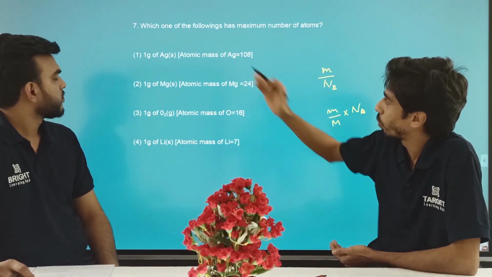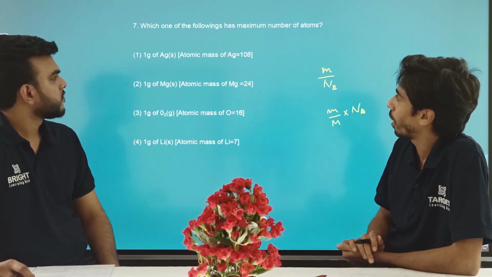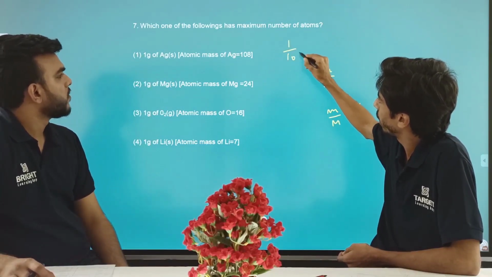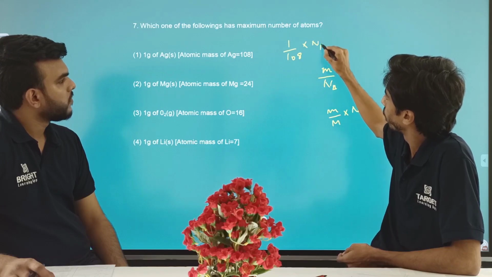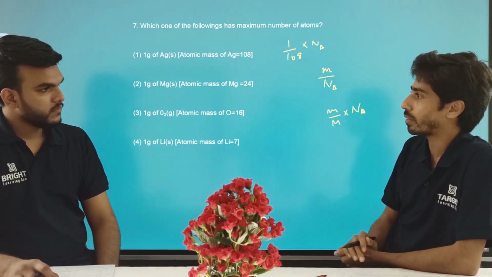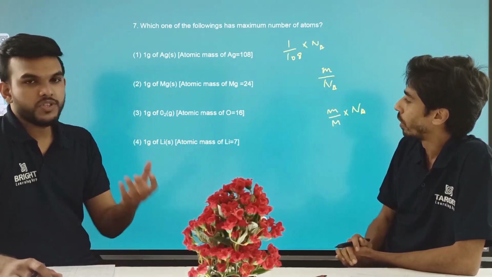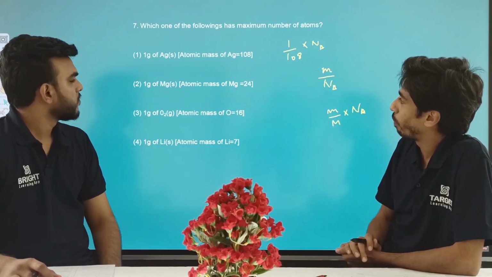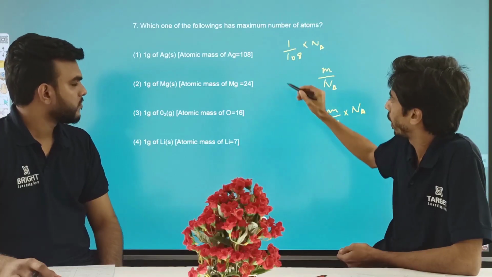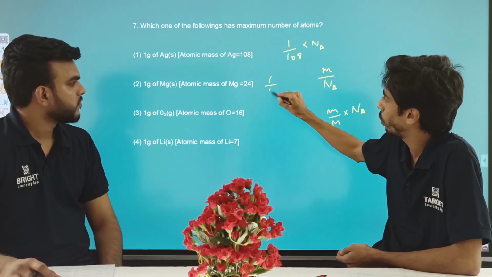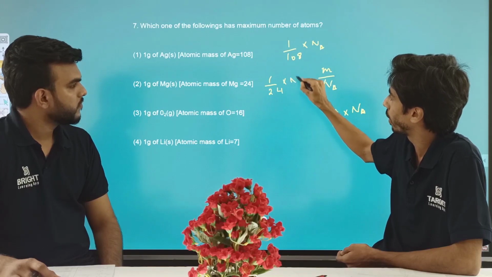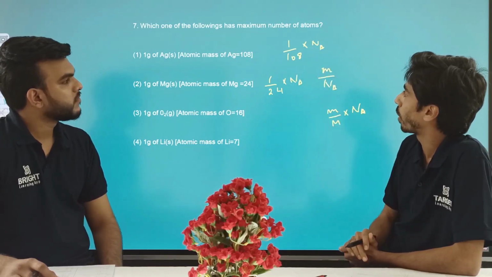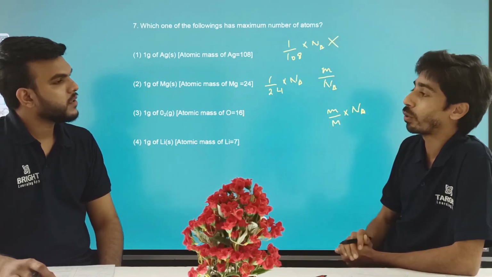If you go for the first one, 1 gram of silver, the number of atoms will be 1 by 108 into Avogadro number. We don't need to go for the final answer; we will just see which is the largest value, so you only have to check the denominators. The second one, 1 gram of magnesium with atomic mass 24, will be 1 divided by 24 into Avogadro number. So it is Na by 24 and the first option is Na by 108, so we can cancel the first option because Na divided by 108 is the smaller value.